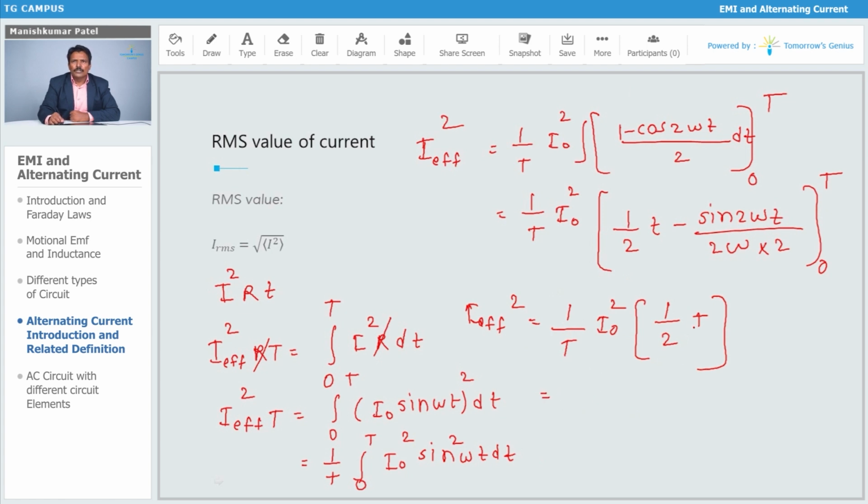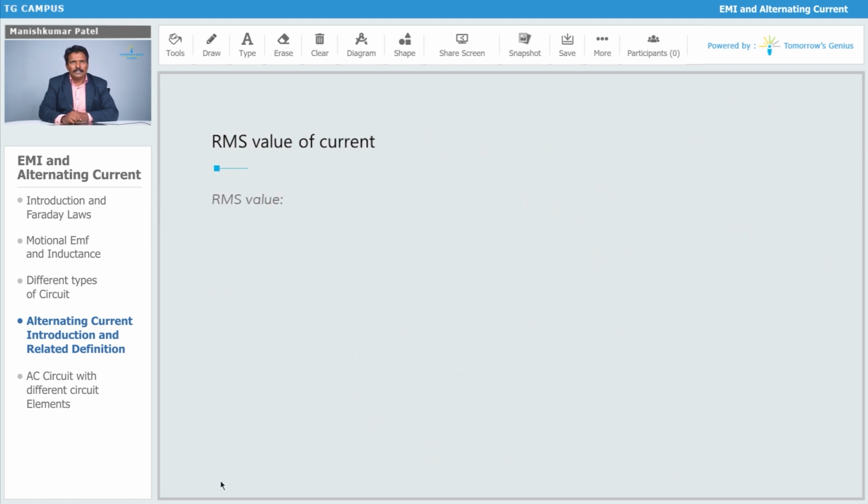The T and T get cancelled and you will get I naught square upon 2 for I effective square, so finally we can write I effective as I naught upon root 2. This I effective is nothing but I RMS, which will produce the same heating effect as the AC current flowing through the given resistor for the same amount of time. That is what we call the RMS value of current. So this is the expression we have defined for the RMS value.